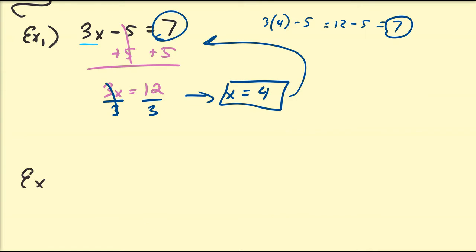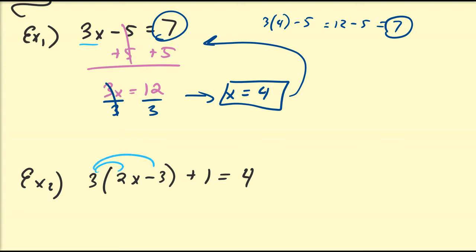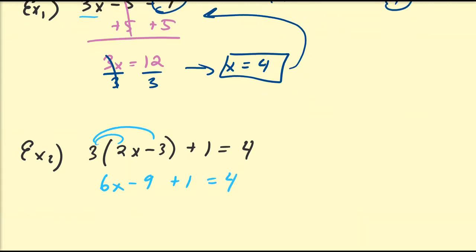So let's make this equation a little bit more complex. Let's consider 3 times 2x minus 3 plus 1 is equal to 4. When you have linear equations that have parentheses, I suggest distributing across all the parentheses first, and then combining like terms afterwards. So 3 times 2x is going to be equal to 6x. 3 times negative 3 is going to be negative 9. We have plus 1, and then that's going to be equal to 4.